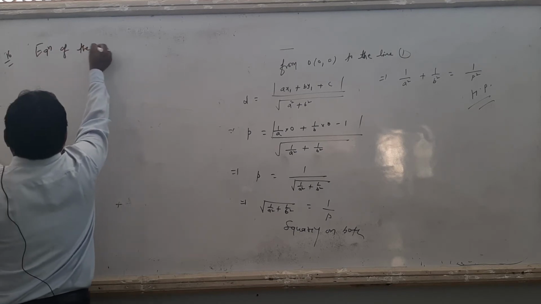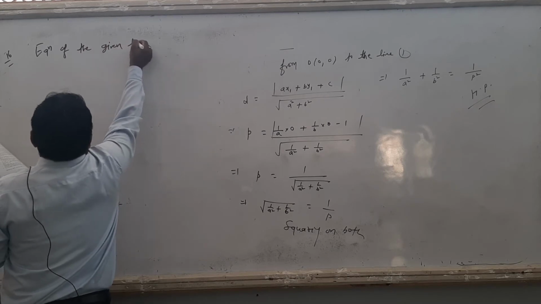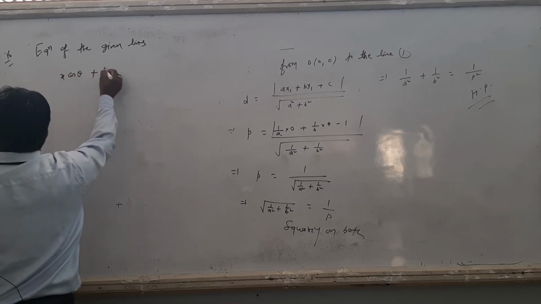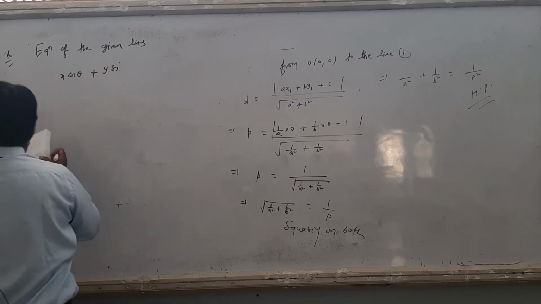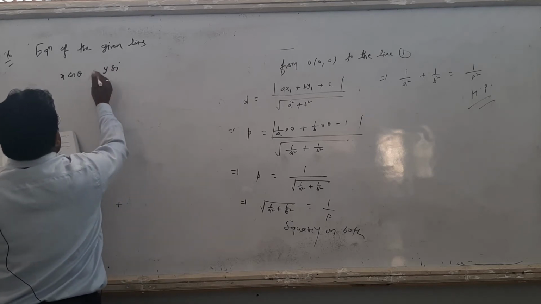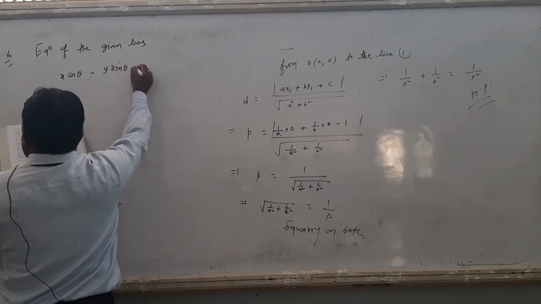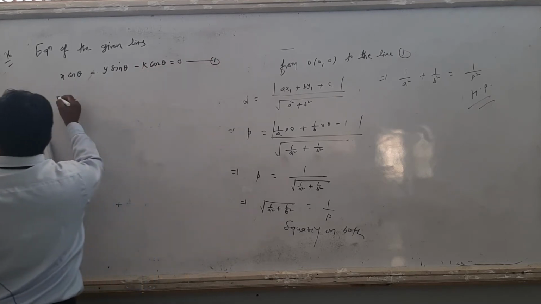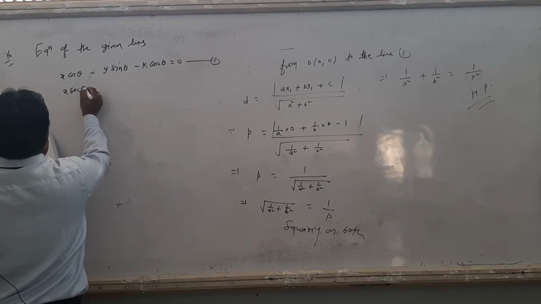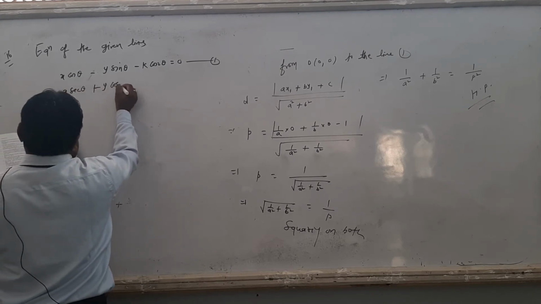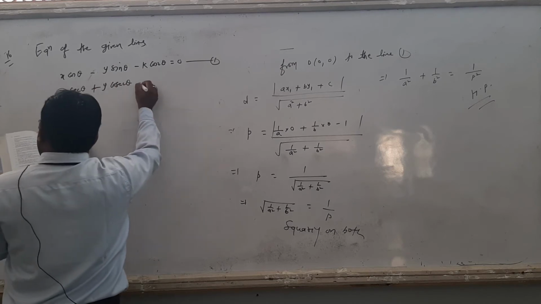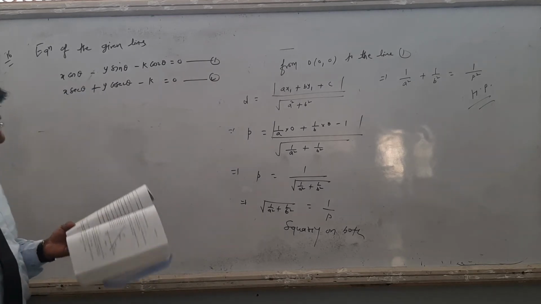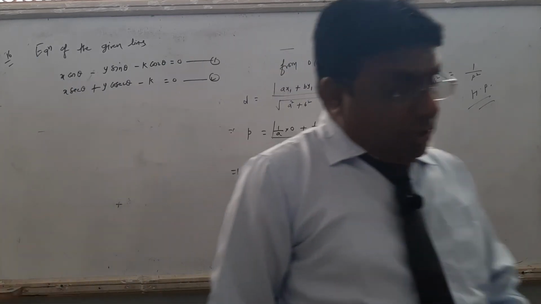Equation of the given lines: x cos theta minus y sin theta minus k cos 2 theta equals 0. This is equation first. And same, equation second: x sec theta plus y cosec theta minus k equals 0. This is equation second. And now the proving part is p square plus 4q square equals k square.